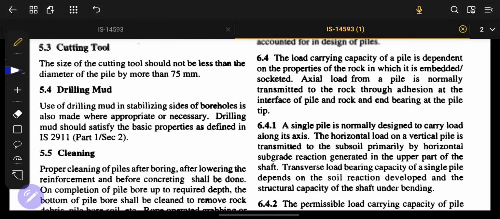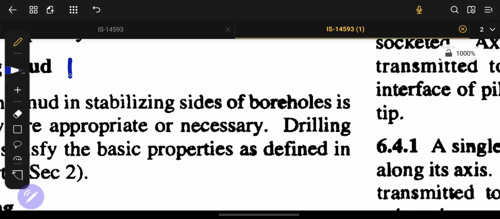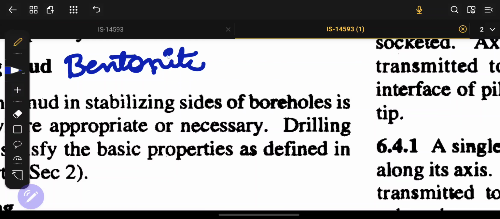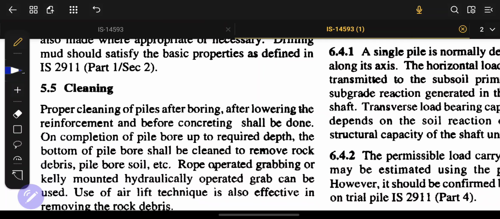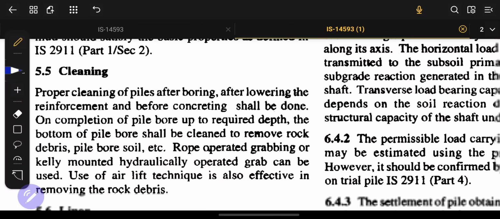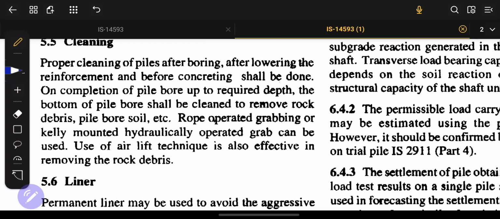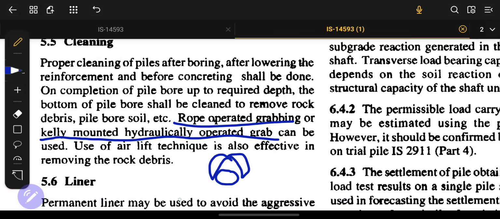Drilling mud is nothing but bentonite slurry, which is a thixotropic material. It is used to stabilize the borehole walls for weak soils. Cleaning. So when you are drilling and cutting, you need to clean the scrap, right? Broken pieces, you have to take it out. So there are many tools that are used for cleaning. Some are mentioned here. Rope operated grab, crane mounted hydraulically operated grab. Grab means grab. So you're grabbing something. So this is called grab.